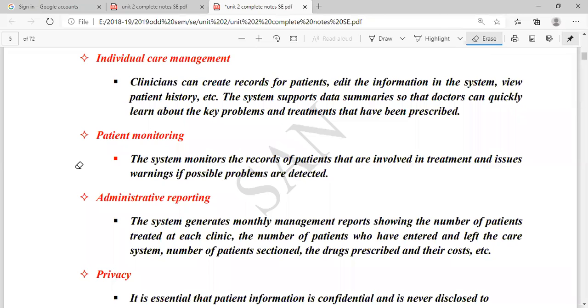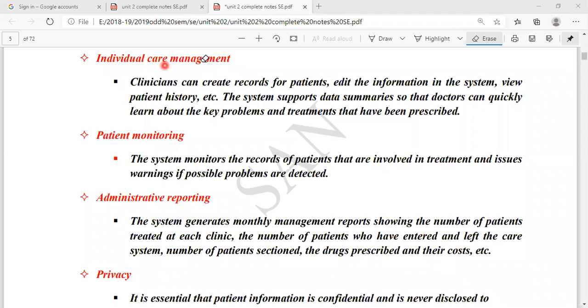Okay, so key features are nothing but the different modules of our software. So we have modules. So what are those modules? Individual care management. What is this individual care management going to do? They will maintain the records of patients. They can edit the information or view the history of the patient.